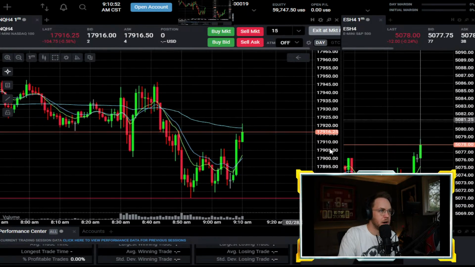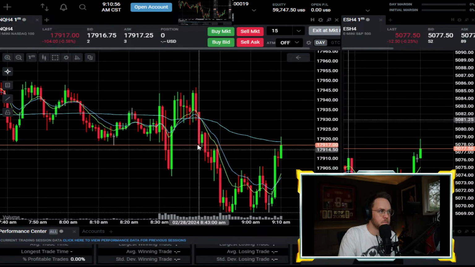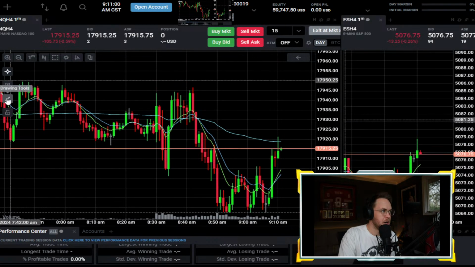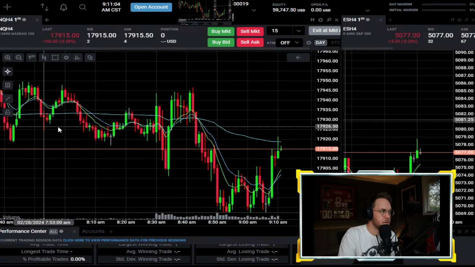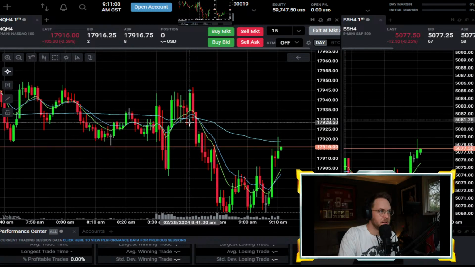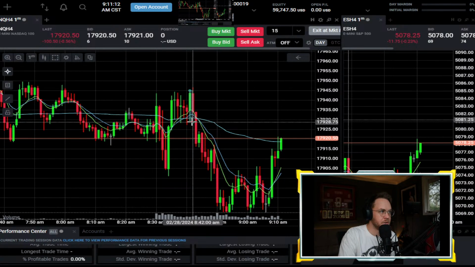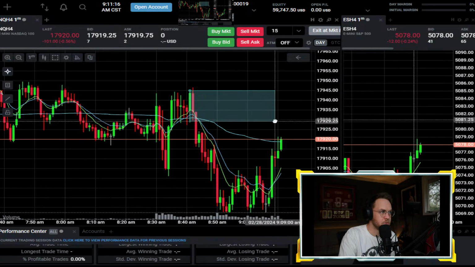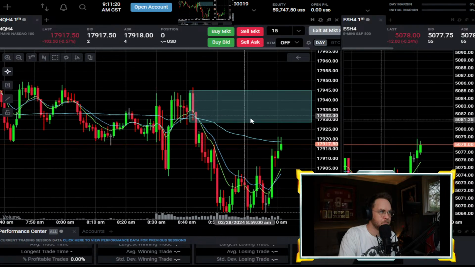So a supply block would be when you have a big move to the downside like we had right here. A supply block or an order block would be the size of the green candle. So you have this green candle that I'm highlighting right here, the last green candle before the big move to the downside. So supply block right here.